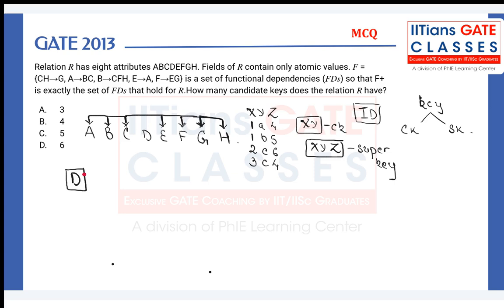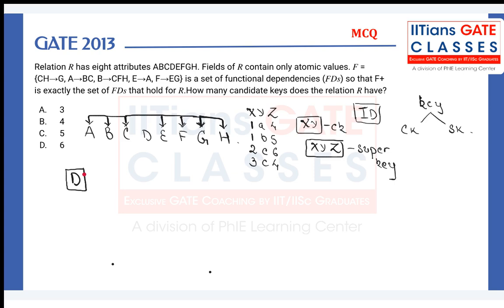For example, if you take a combination of CH, you will uniquely get G. If you take a value of A, you will get BC uniquely. If you get a value of B, you will get CFH uniquely. If you get the value of E, you will get A uniquely. If you get the value of F, you will get EG uniquely. Only D is one attribute for which you will never get a value from any other attribute. So D must be there in our key. Now, what do I mean by that? You will learn later, but just don't worry about it now.